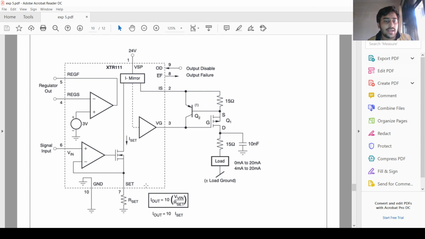So basically XTR111 can be used as a universal voltage controlled current source, as the load current does not depend on the load resistor. So this was all in this video.